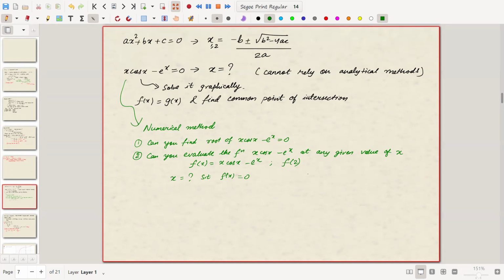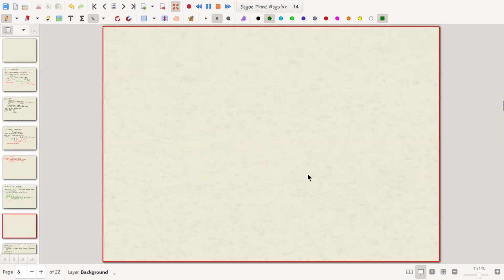So now we will devise a method, which is known as the bisection method, which will help us find the root of this kind of equation just depending on function evaluation. Nothing more. Let us look into that.